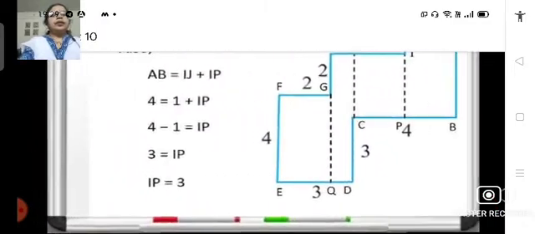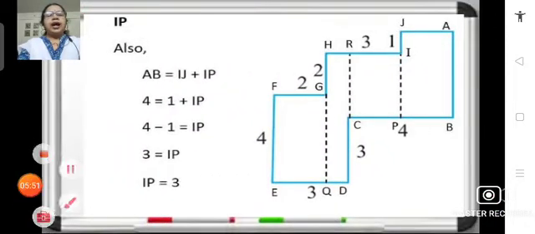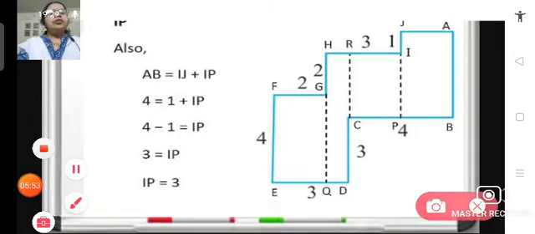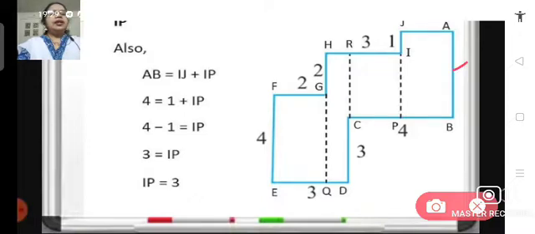Now let's find out IP. Children, we know that AB, that means this one AB is equal to IJ, this one IJ plus IP, isn't it? AB we have found out to be 4 and IJ we have 1, isn't it? So what will be IP? It will be 4 minus 1, that means 3. So IP will be 3 centimeters, isn't it?